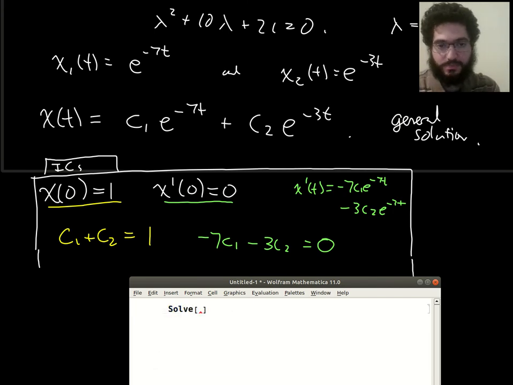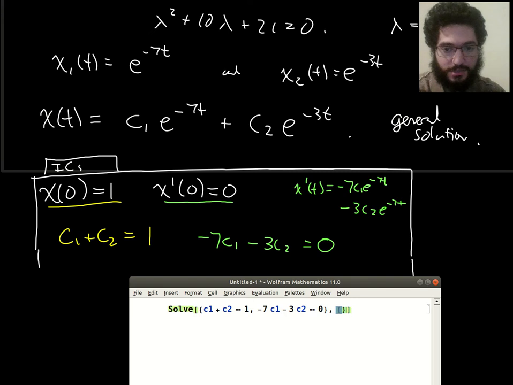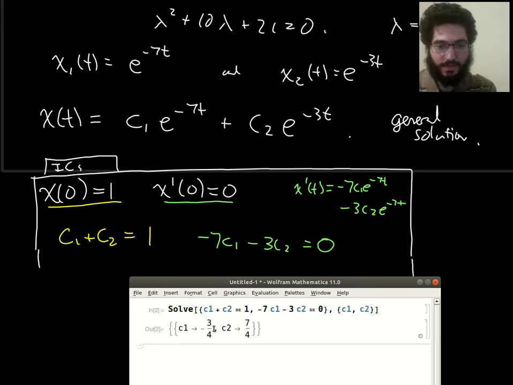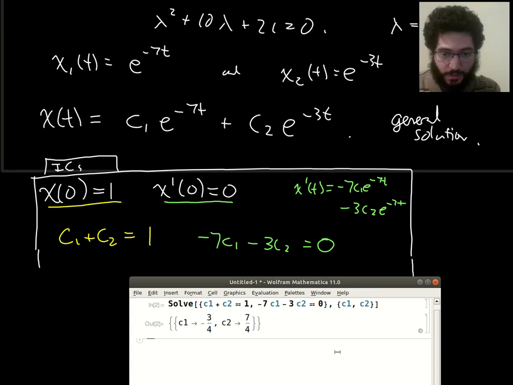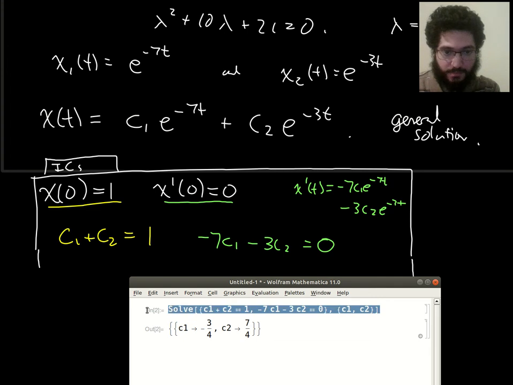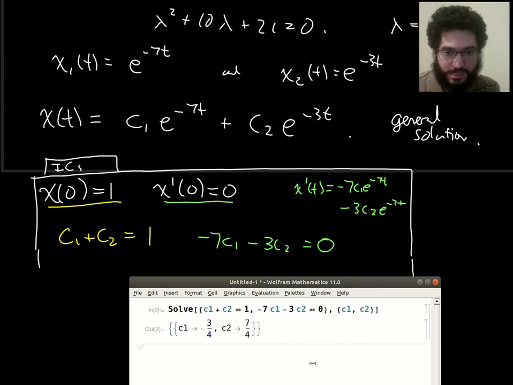So you can solve systems of equations. For example, I can solve the system of equations c1 plus c2 equals 1, negative 7c1 minus 3c2 equals 0. Instead of having to do the algebra, I can just do this and tell it to solve. And there we are. C1 is negative 3/4 and C2 is 7/4. There's another way to do it. So let's hope we get the same answer if I do it this other way.